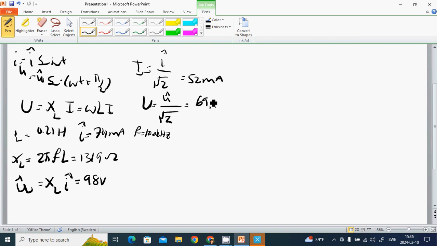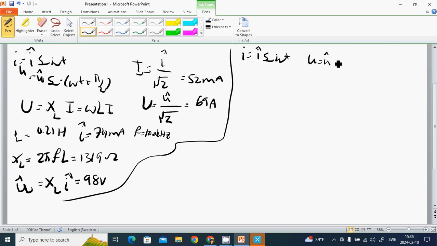Okay, now we have the alternating voltage in a capacitance is I equals to I top sinus omega t, U is U top sinus omega t minus pi half. Here is plus for inductance, for capacitance is the minus, and U equals to XC I, which is I divided by omega C.